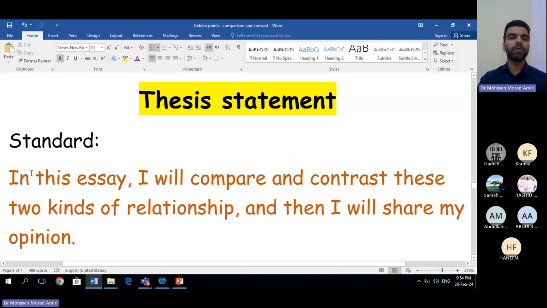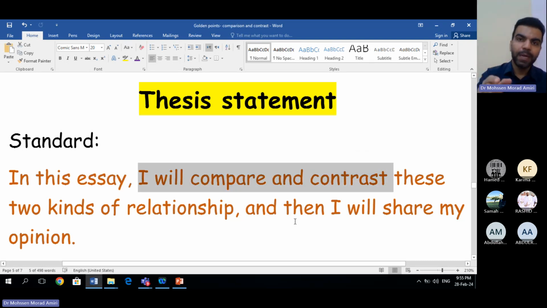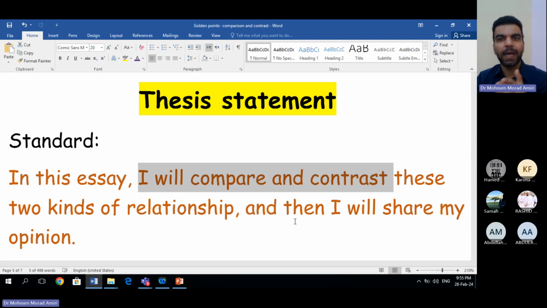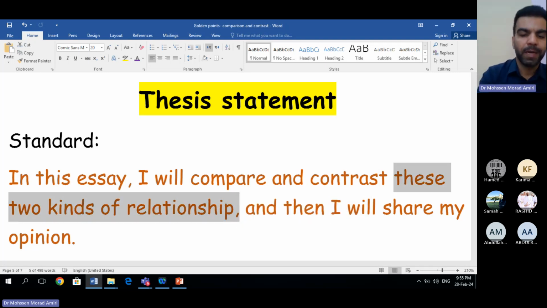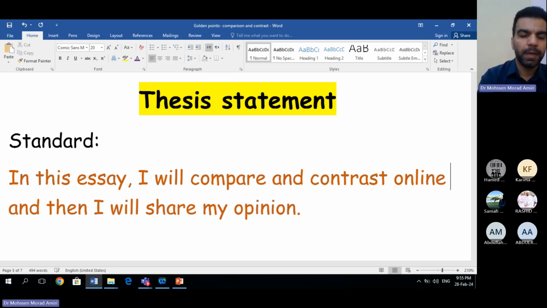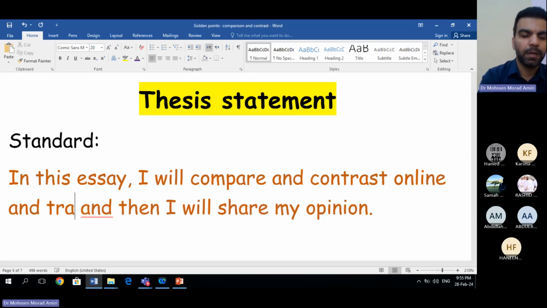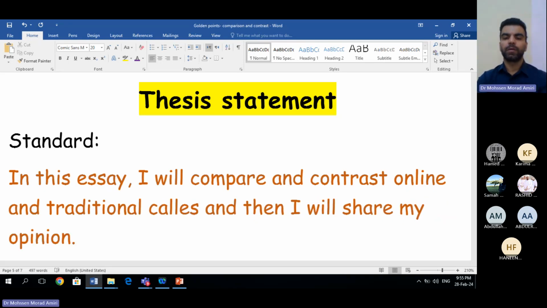So this is the first one. This is the normal one that your teacher also told you. In this essay, this is again another way: I will compare and contrast. This is also one way. I will compare and contrast online classes and traditional classes. For example, or these two kinds of relationship. I will compare and contrast online and traditional classes.